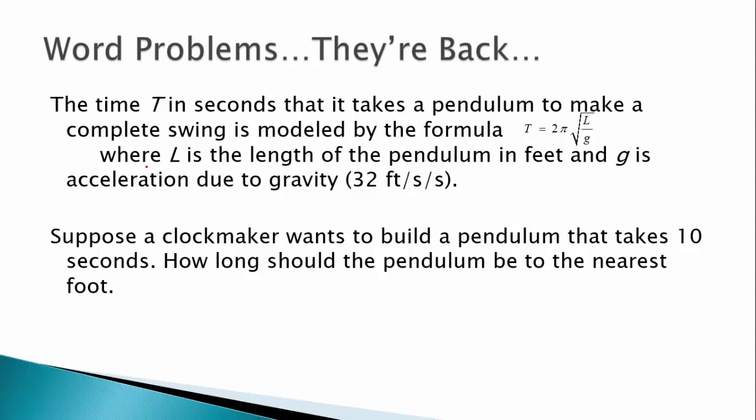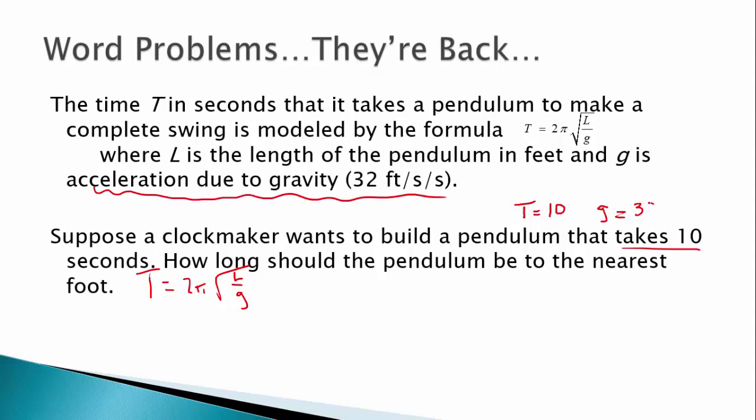All right, so let's start with our equation. We've got t equals 2 pi root L over g. What do we know? We know the time we want should be 10 seconds. And acceleration due to gravity is a constant, so g has to be 32. What we don't know is L. So let's plug in our known values. We get the equation 10 equals 2 pi times the square root of L over 32. And then that's what we want to solve for.